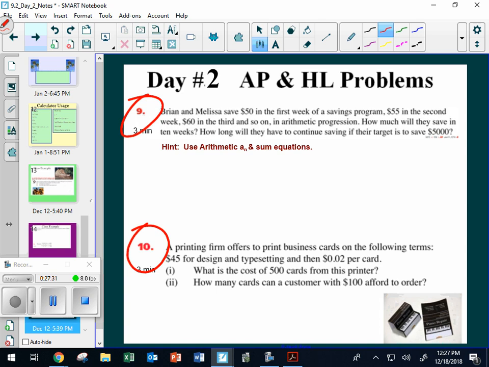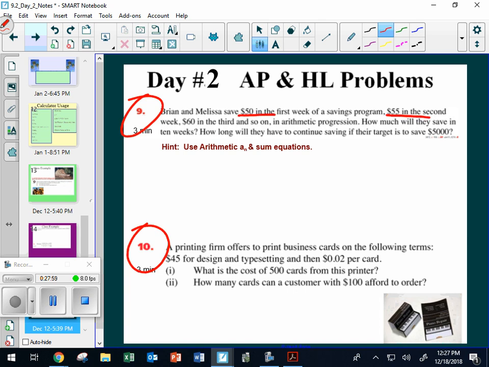Brian and Melissa saved $50 in the first week of a savings program. It's the same idea as what we just did a second ago. But again, they're not earning $50 a week. That would be really bad pay. They're saving $50 a week. So in other words, they might have earned $300 for the week, but they spent a lot of it. But they set aside $50 in the first week, $55 in the second week. So it's very similar to the one we just practiced.